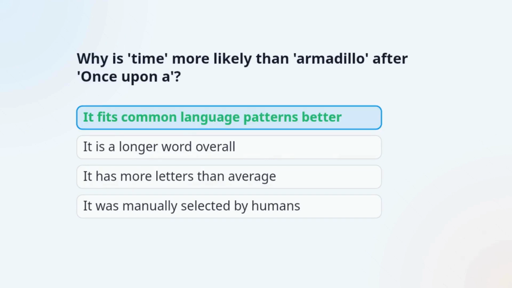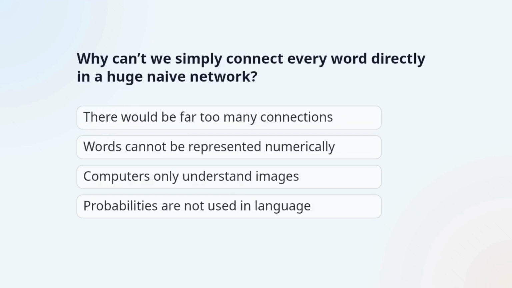The correct answer is, it fits common language patterns better. A good language model learns common continuations from text data, so familiar phrases receive higher probability. Question 3. Why can't we simply connect every word directly in a huge naive network?